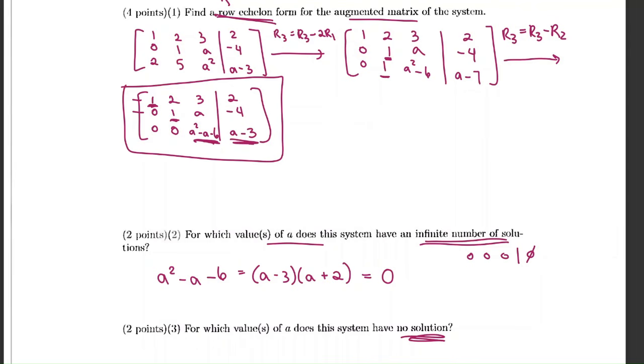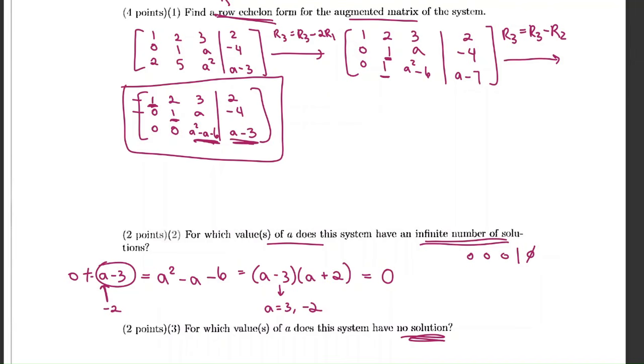So in this case, we want to have a squared minus a minus 6 and a minus 3 both equal to 0. So with this one, we have a could be 3 or negative 2. But if a is negative 2, then this is not equal to 0.